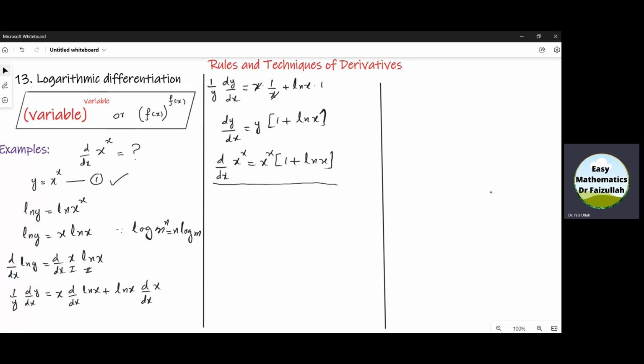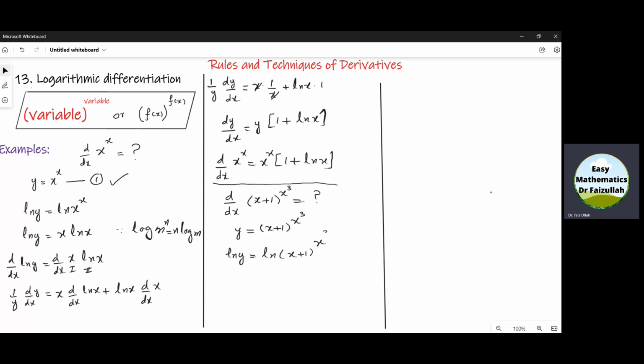Let us solve another question. In this question, we are given x plus 1 whose power is x cube. Then what will be the differentiation of this function? You can see base is a function of x and power is also a function of x. So such type of questions, to solve them, the first step is to put it equal to y. And in the next step, we take natural log on both sides.